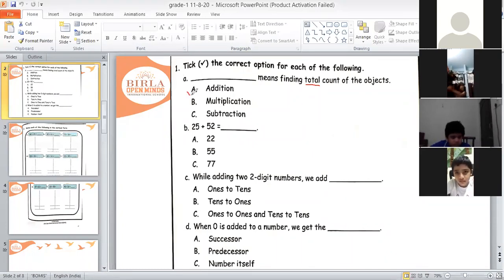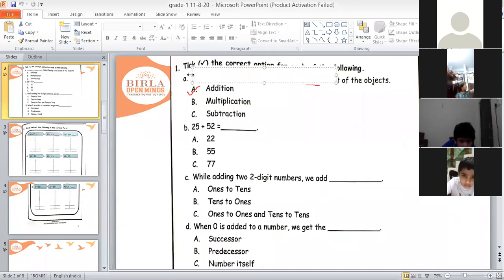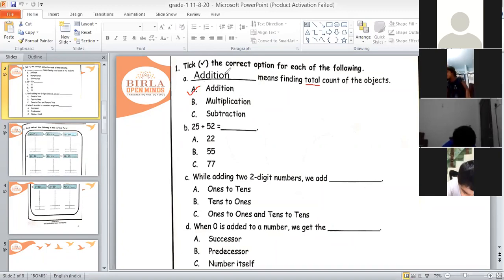So children, put a tick here, and you have to write this answer here in this blank space also. So here write the answer. Addition. What will you write here? You will write here addition. So you have to put a tick here. Okay, first option is the right option and then you have to write the answer in this blank space also. So answer is addition. Very good. Write this answer fast.